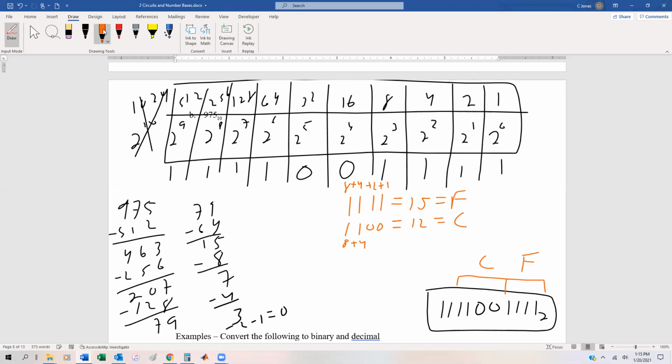Right? And then we have 2 1s, and then that would be 0011. Okay, so right here, we just put the 2 zeros in front, and that's just going to be 3. Right? So in base 16, it's 3CF.